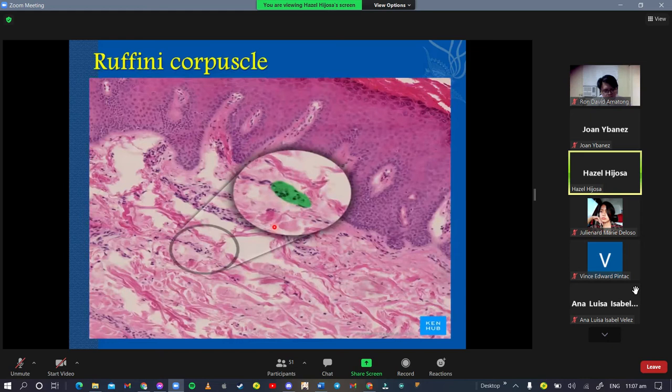Lastly, we have the Ruffini corpuscle, which is least identified in our slides. However, this is characterized as the simplest encapsulated mechanoreceptor in the skin, for skin stretch and torque. It has an elongated fusiform shape with a thin connective tissue capsule. I think that's all for the skin. Any questions before I proceed?